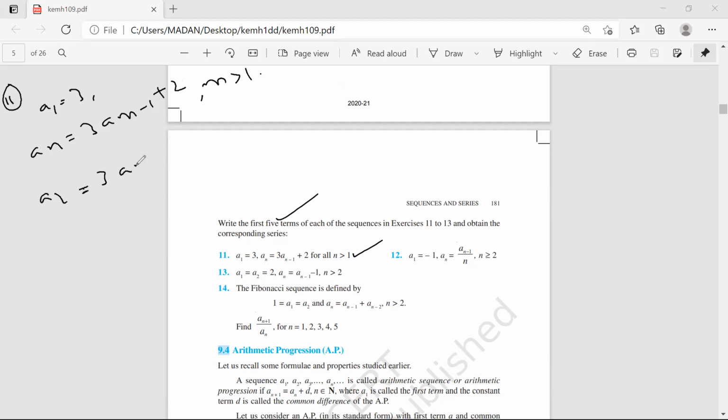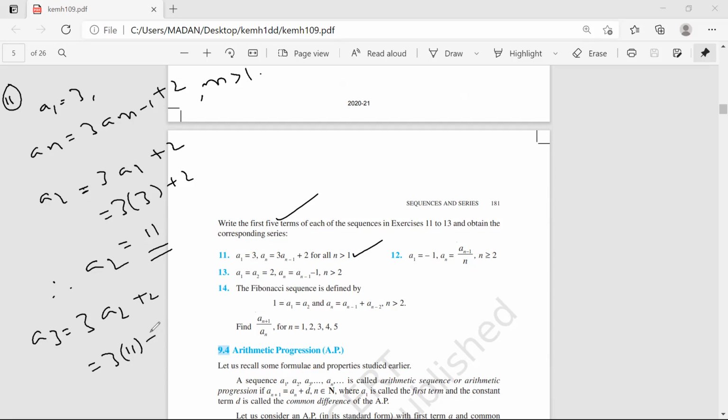A2 is 3 into A1 plus 2. What is A1? A1 is 3. So A2 is 11. You got A2. Now find A3. How to find A3? 3 into A2 plus 2. A2 is 11, so A3 is 35.